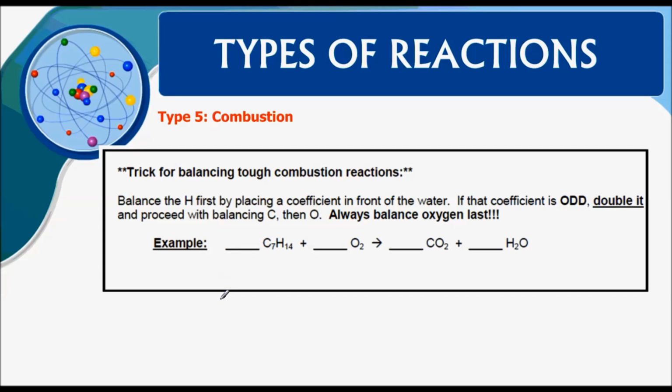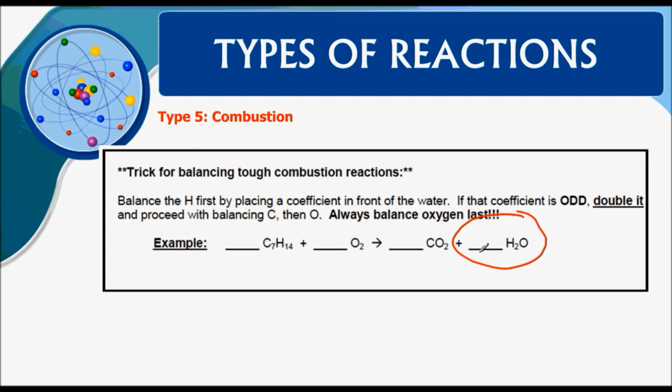With combustion reactions, they can be very tricky to balance. So I do have a little trick for you here. You want to balance the hydrogen first by placing a coefficient in front of water. If that coefficient is odd, double it and proceed with balancing carbon, then oxygen. Always balance oxygen last. So the big trick here is that in front of the water molecule, you cannot have an odd number.